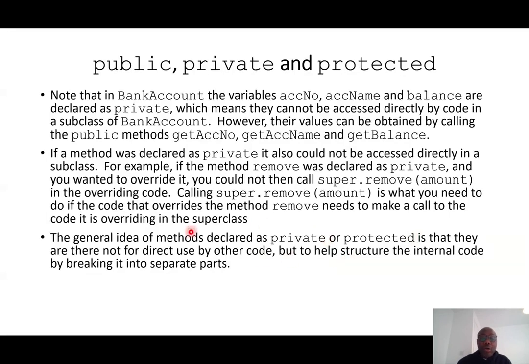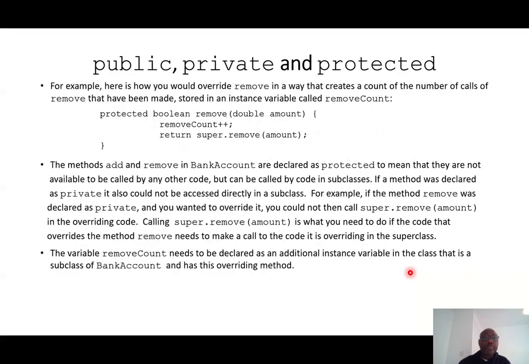The general idea of methods declared as private or protected is that they are not there for direct use by other code, but to help structure the internal code by breaking it into separate parts. So for example, here is how you will override remove in a way that creates a count of a number of calls. You can do it this way: protected boolean remove, and then you can call it this way and you return it by using super.remove.